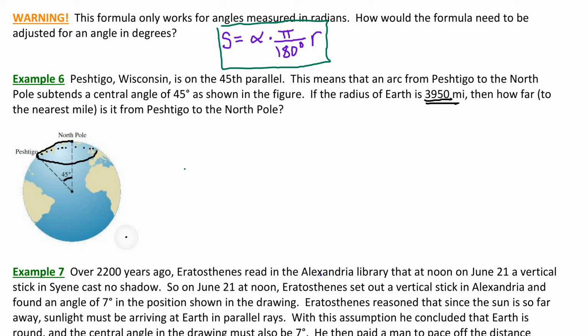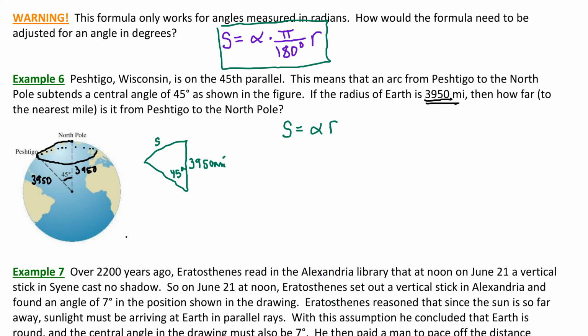So on the picture here, we can see that the radius goes from the center of the Earth out to Peshtigo or to the North Pole on either side. Let's simplify this picture a bit by taking it off of the globe and drawing a simple angle which subtends an arc. So our central angle is 45 degrees. We're interested in the distance from the North Pole to Peshtigo. That's going to be an arc on a circle because the Earth is round, and the radius here is 3,950 miles. So to calculate the arc length, we're going to use our formula S equals alpha r.